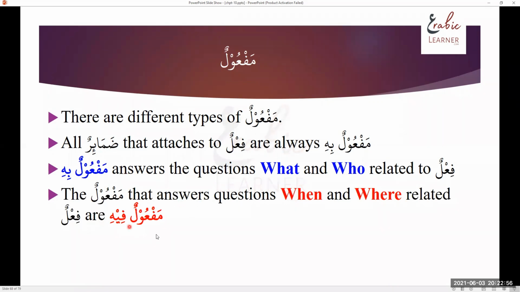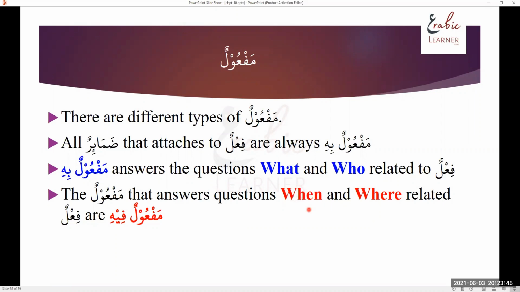And there is another Mafool which is called Mafool Fihi. It replies to the question when and where. So there is something that you have learned which indicates the answers to when and where. We'll come to examples. I'm telling this theory because once you know it with examples, it will become simple for you. Then you go back to this slide and you will remember it.